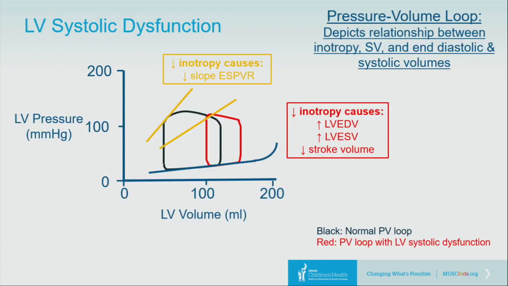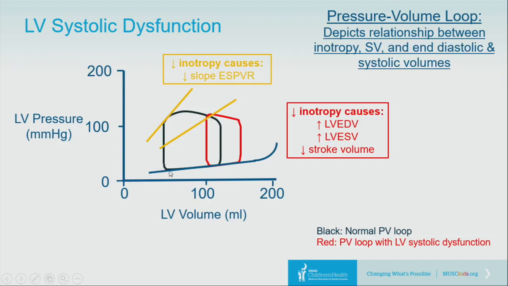I also just wanted to briefly touch on the pressure volume loops. So these pressure volume loops depict the relationship between the degree of inotropy you have, or systolic function, your stroke volume, and your end diastolic and end systolic volumes. So a normal pressure volume loop is reflected in black here.